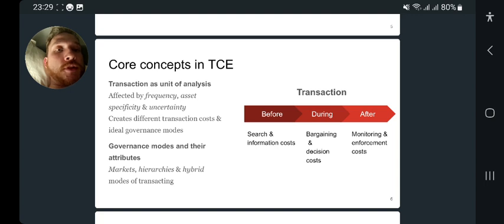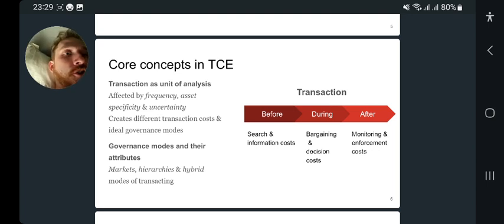And governance modes are either to transact via a market or through a hierarchy or an organization, or hybrid forms, which was introduced by Oliver Williamson. And hybrid is the contracts or relationships.